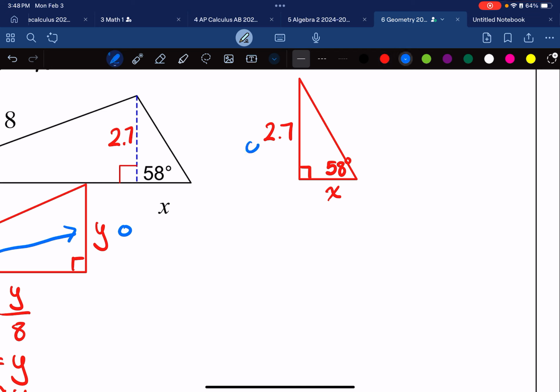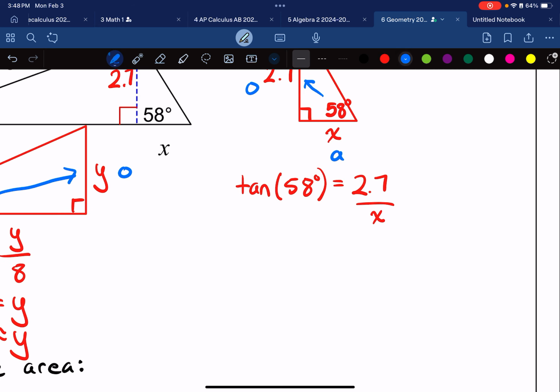I have the opposite angle. Again, it's opposite of my angle of reference. And then opposite of the 90 degrees is my hypotenuse. Therefore, this is the adjacent. So what makes the OA sound? In SOHCAHTOA, TOA makes a TOA sound. So I'm going to say tangent. Tangent of my angle of 58 degrees is going to be equal to the opposite over the adjacent, 2.7 over my adjacent, which is x. And from here, I'm going to solve.